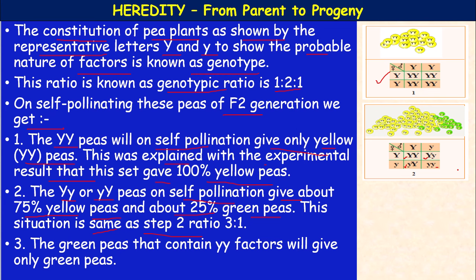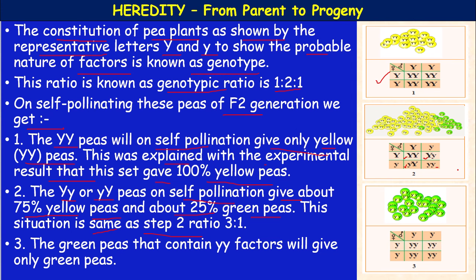Next, number 3: the green peas that contain small y factors will give only green peas, just like the first one. So here small y combinations, all small y only. These are the results on self-pollinating the peas of the F2 generation.